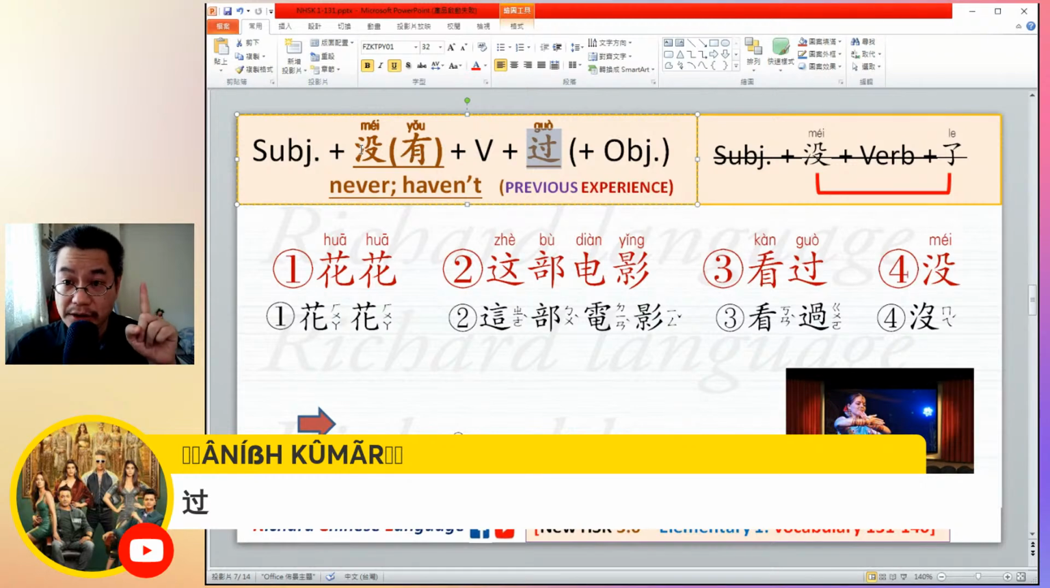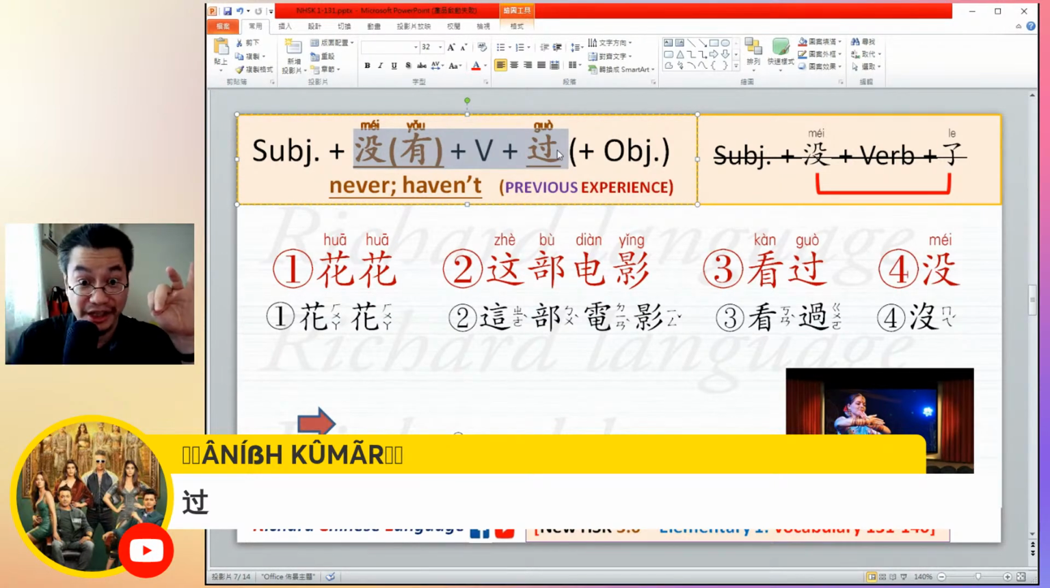Always remember, we use 没 verb 过. Okay, keep it in mind now. Read it many times. 没 verb 过. Read it many times so that you can remember it. 没 verb 过. You need to read it maybe 10 times. Okay, 没 verb 过.